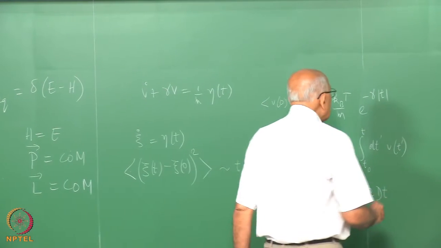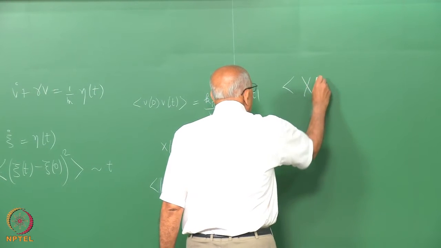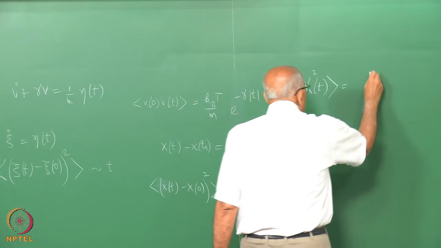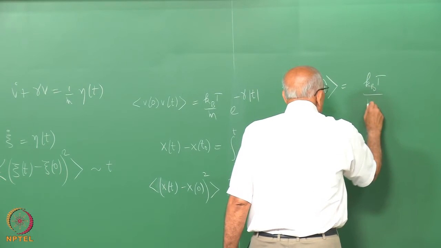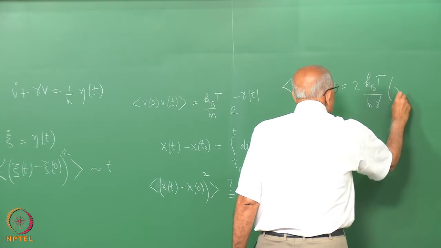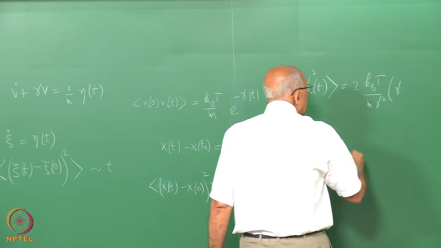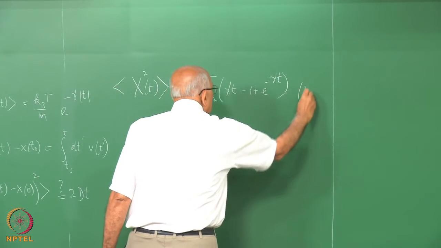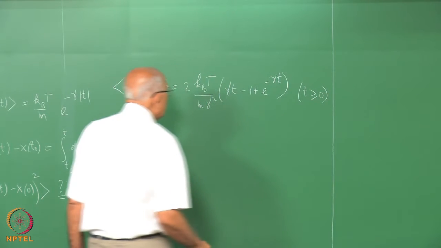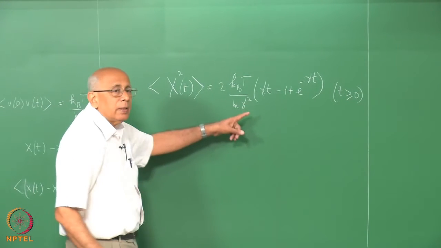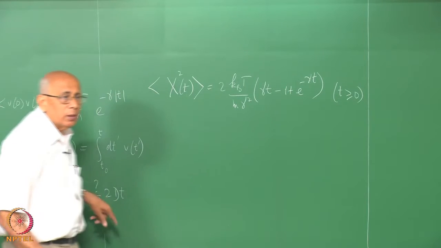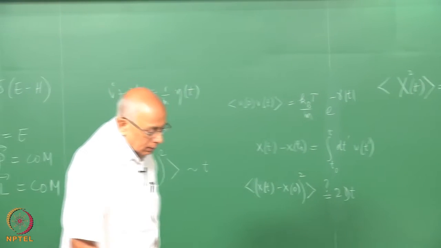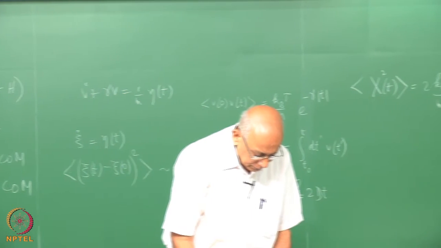We know that the exact result here is this. So, if I call that capital X, X squared of t is of the form k Boltzmann T over m gamma, twice, and inside you have m gamma squared, gamma t minus 1 plus e to the minus gamma t. This is for t greater than or equal to 0. So only for gamma t much, much bigger than 1 does it go to the diffusion limit. That is the diffusion regime. Okay. So that was straightforward enough.